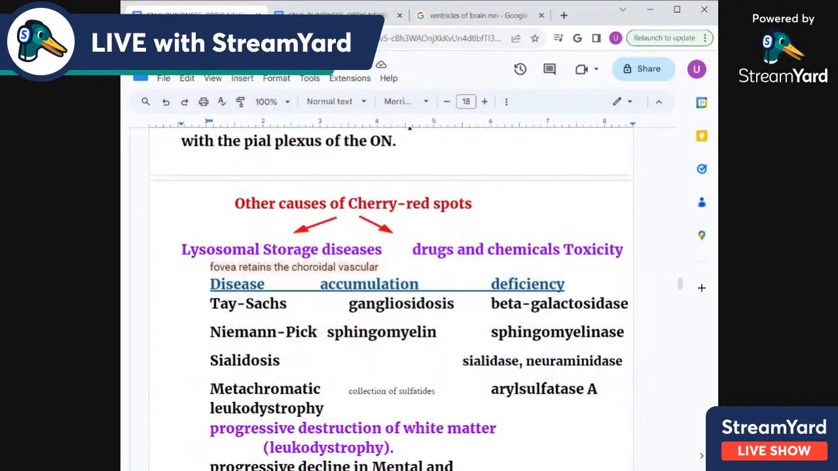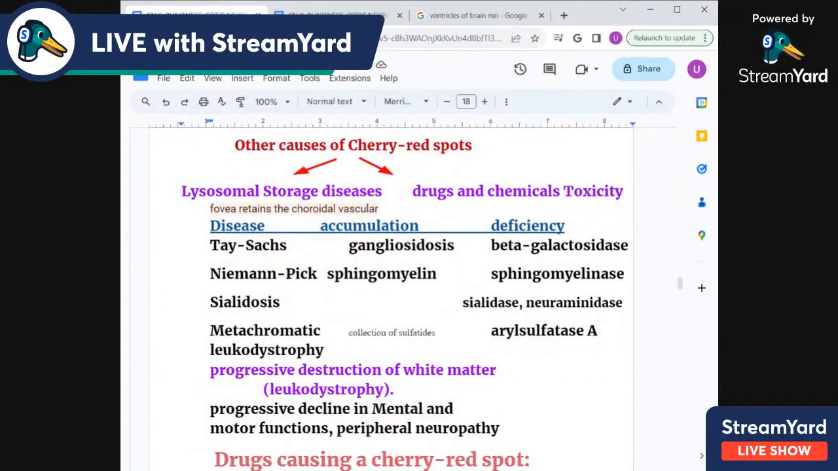And then we have other causes of cherry red spot that appears in the central retinal artery obstruction. The cherry red spot may appear in storage diseases and certain drugs and chemicals. So these are the diseases: Tay-Sachs, Niemann-Pick, sialidosis, and metachromatic leukodystrophy. These diseases are due to deficiencies of the enzymes.